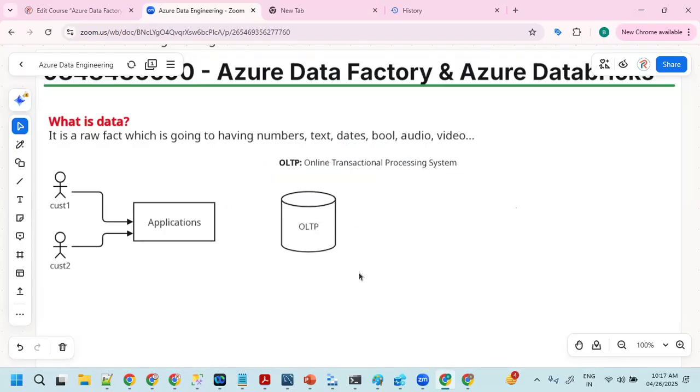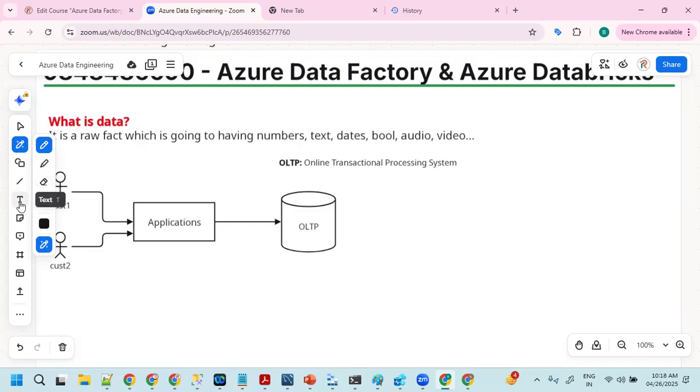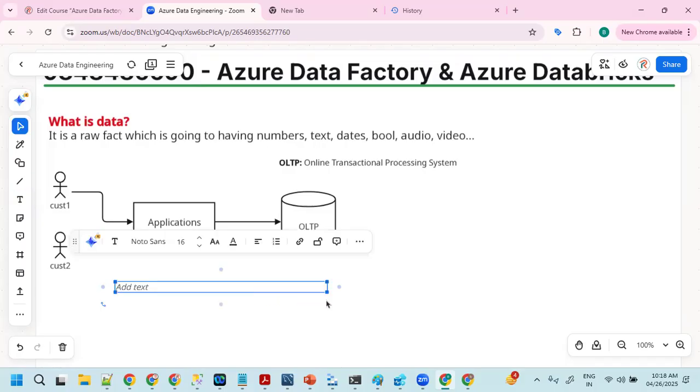Online transactional processing system. This system is specifically designed for storing your business data. The day-to-day activities or day-to-day transactions are going to be stored in this system. And who is going to design this process? This entire process will be the responsibility of application developers.